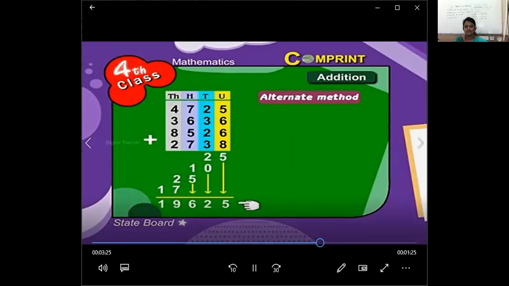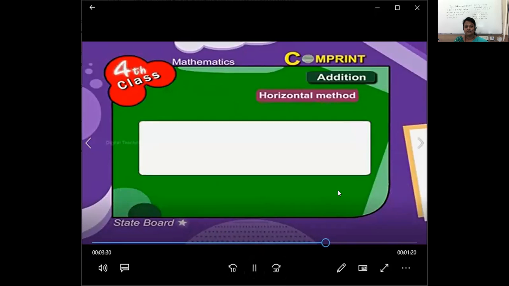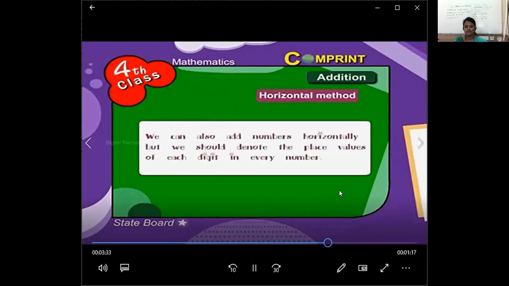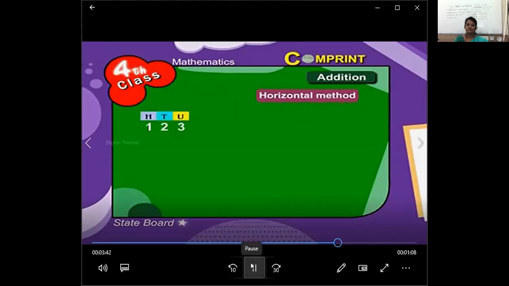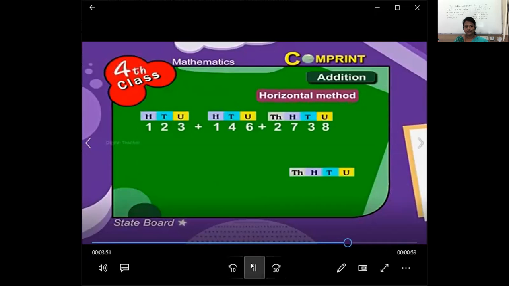Horizontal method of addition. We can also add numbers horizontally, but we should denote the place values of each digit in every number. Look at the example. 123 plus 146 plus 2738. For this we have to add all the digits of units place first. That is 3 plus 6 plus 8 is equal to 17.